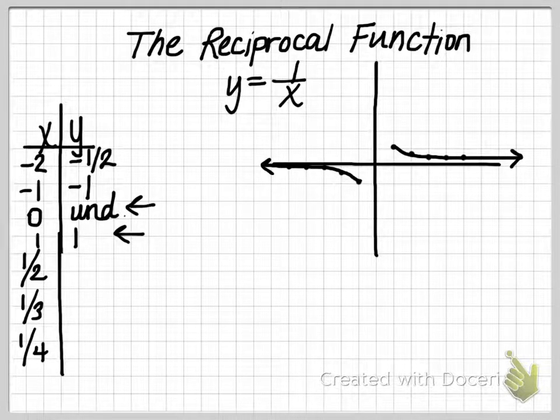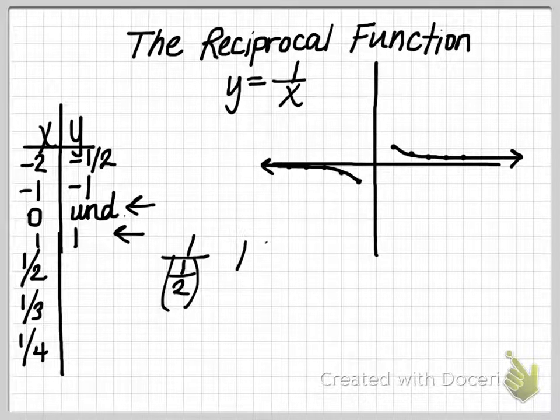All right, so the x value is 1/2. As I input that, I'll put my work over here. 1 divided by 1/2. This is a complex fraction. 1 divided by 1/2, which we know is the same as 1 times the reciprocal of 1/2, which would be 1 times 2. So when I input 1/2, I get a y value of positive 2.